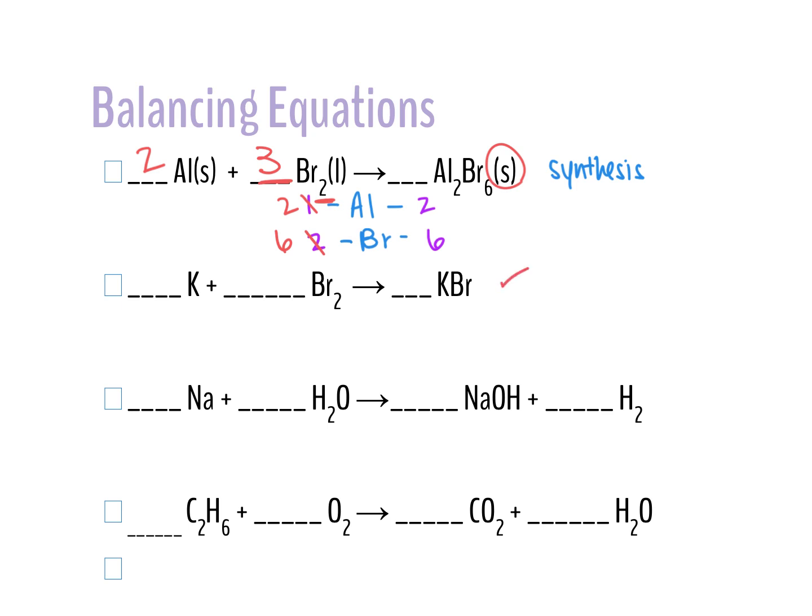L stands for liquid. All right, KBr. So K plus 2 bromines equals KBr. Let's go ahead and do this one as well. I have potassium plus bromine. Some of them might be so easy you don't need the list. That's okay, but I want you to know how to use it. So I have 1 potassium, 2 bromine, 1 and 1.